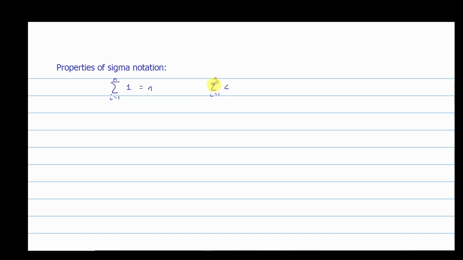So how did I get that? Well, I take my constant and I say, well, how many times did you add it? We added it n times. So then we just multiply, right? That's why we call multiplication times. So this is just c times n.